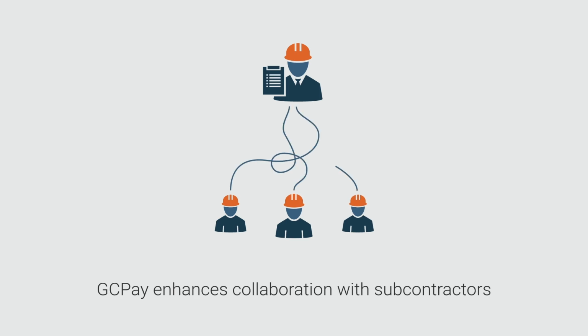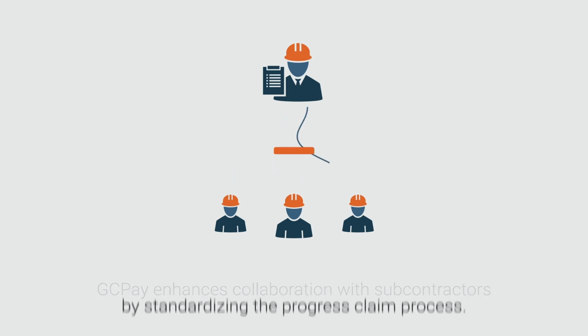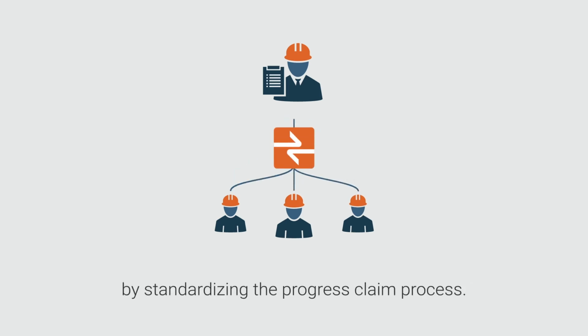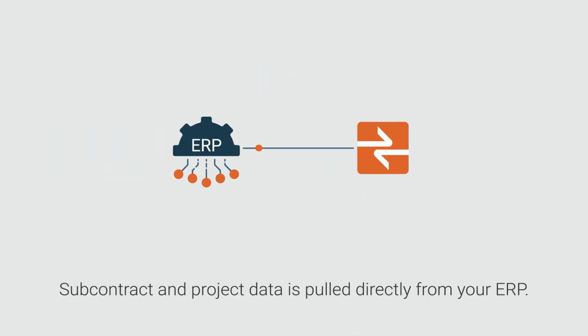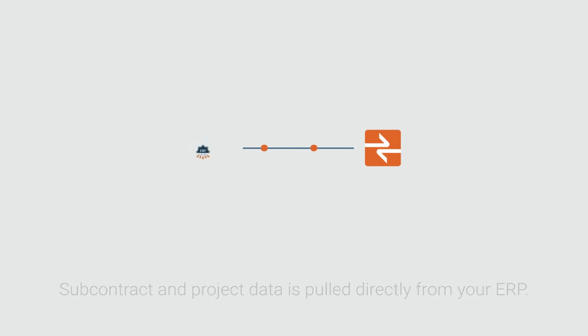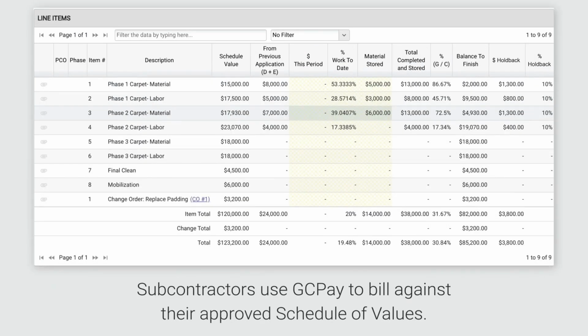GCPay enhances collaboration between general contractors and subcontractors by standardizing the progress claim process. GCPay pulls project data and subcontracts directly from your integrated ERP, eliminating double entry and ensuring accuracy. Subcontractors are invited to create progress claims and bill against their approved schedule values.